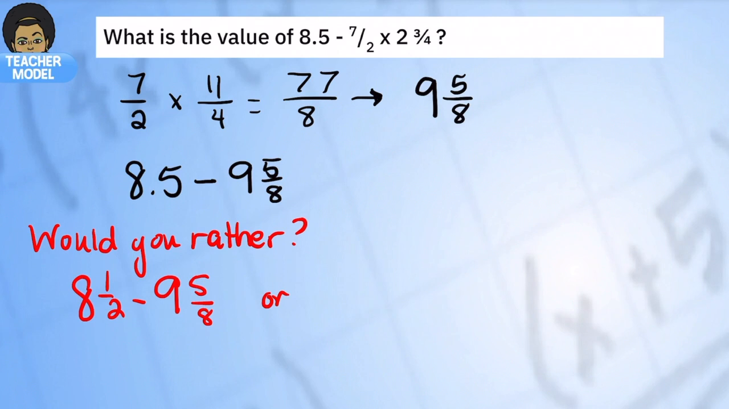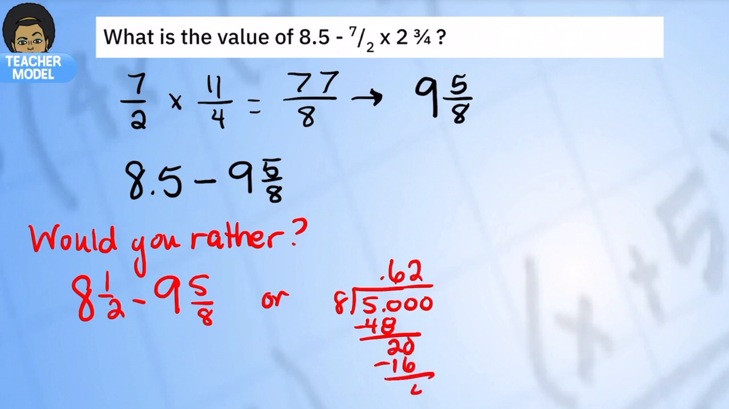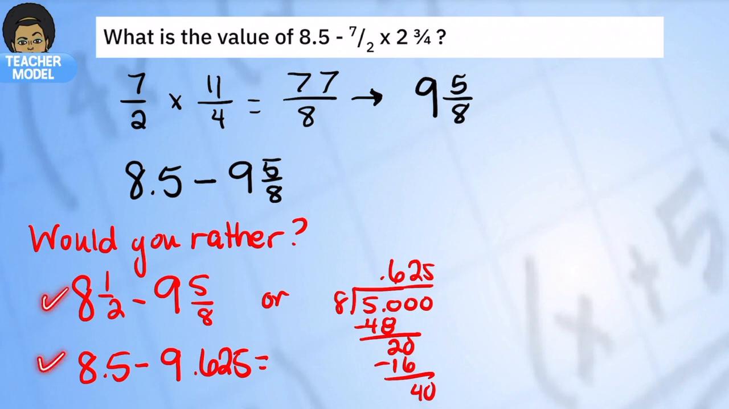So 5/8, 5 divided by 8, is going to give us 0.625. Or would you rather do 8 5/10 minus 9 625 thousandths? So these are your choices. Which would you rather do? Would you rather keep them as fractions or keep them as decimals?